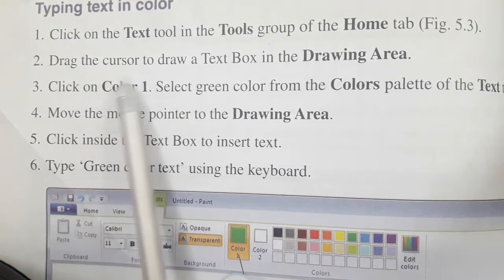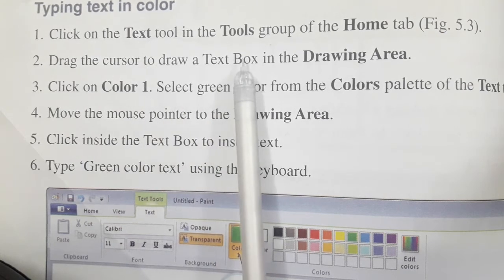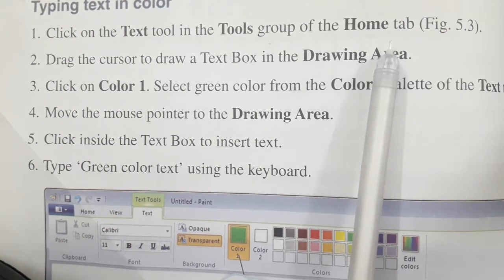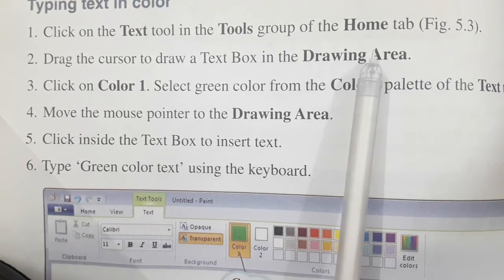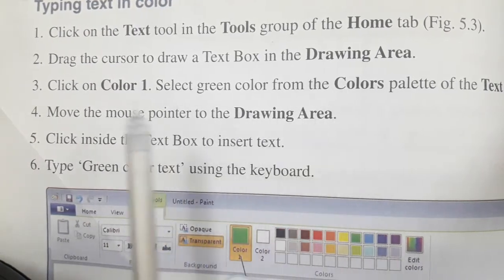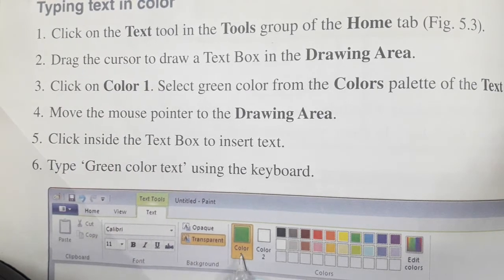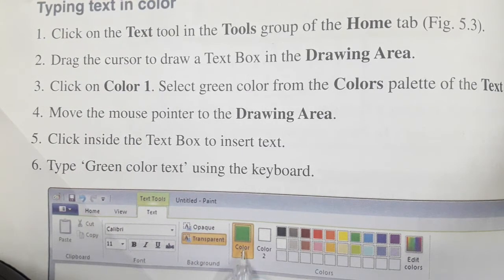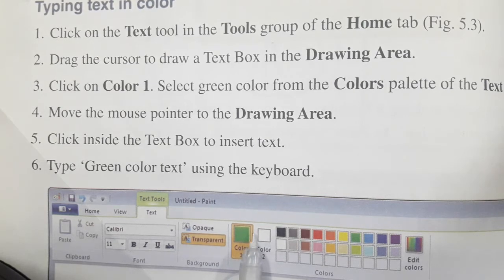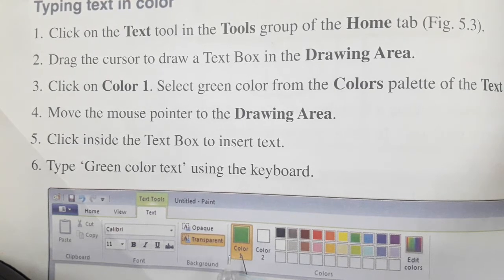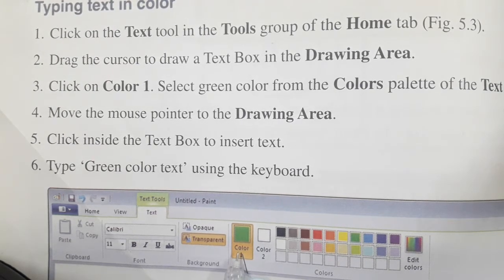Number 2, drag the cursor to draw a text box in the drawing area. Then in your drawing area, drag the cursor. Number 3, click on color 1. This is the color 1. Select green color from the colors palette of the text tab. Then click on the green color.